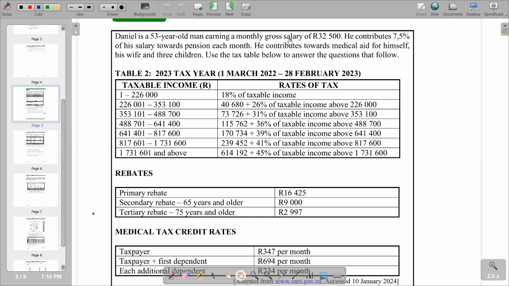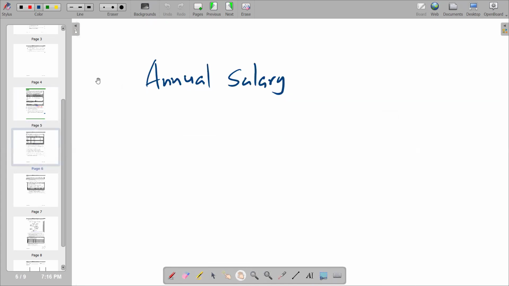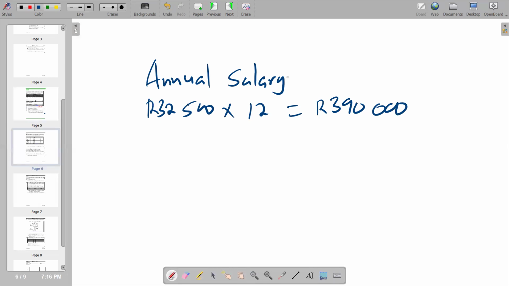Obviously, to find the annual salary, we are going to say 32,500, and then we multiply by 12. So basically, that's what we are going to do in the other section by saying annual salary. We are saying it's 32,500 times 12, and you see that the figure we get is the annual gross salary.